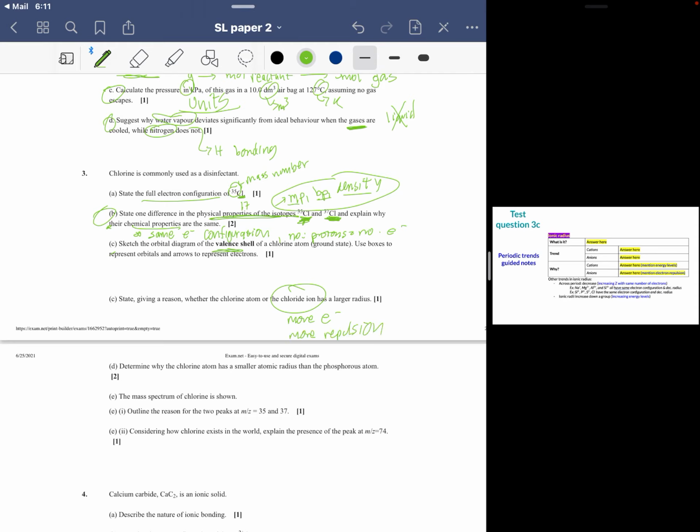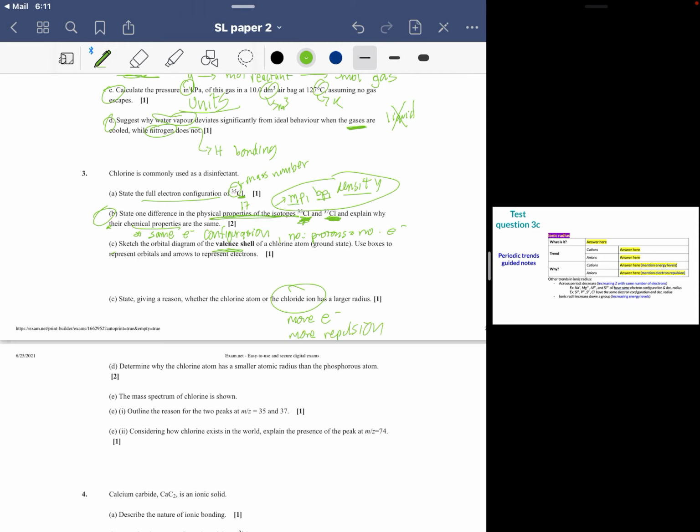Why does a chlorine atom have a smaller atomic radius than the phosphorus atom? Well, look at where they are in the periodic table. They're in the same period, but chlorine is further to the right. So chlorine has the same number of energy levels. When you add more electrons, you're not creating more repulsion, but more protons. And so it pulls the electrons in tighter.